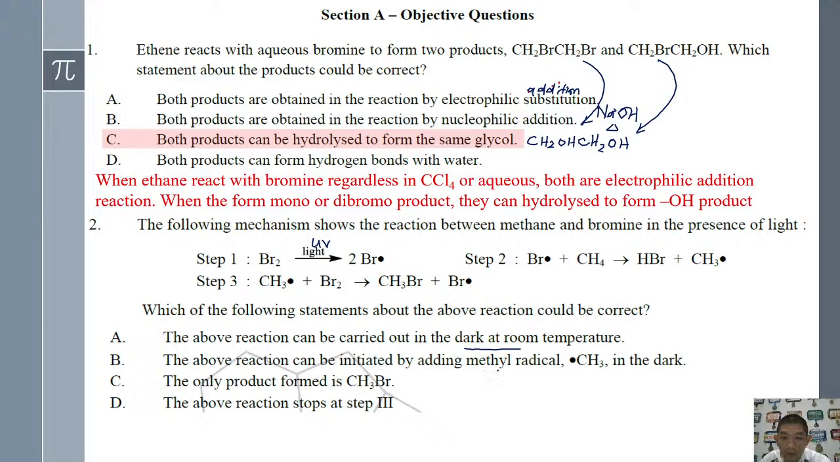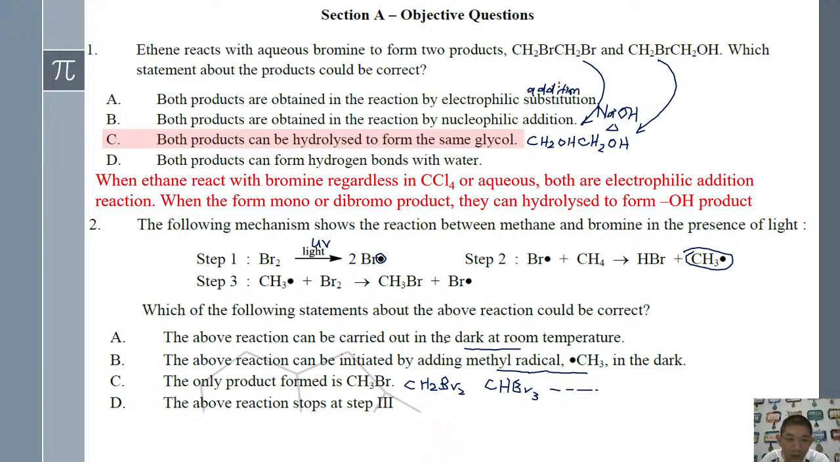However, the purpose of the UV is to produce radicals. So once you already have a methyl radical in your reaction, even under dark conditions the reaction can still go on, because the purpose of UV is to produce the radical. Next, the only product formed is CH3Br, which is also not correct, because you can form multiple bromine products. You can also form CH2Br2, CHBr3 and so on. There are many possible side products here.